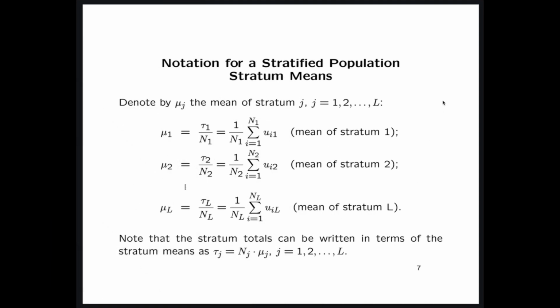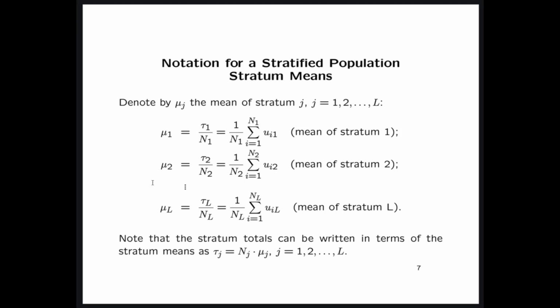Now we will denote the stratum means, and so denote by mu sub j the mean of stratum j, again j going from 1 up to capital L. So mu sub 1 is the mean of stratum 1, and this can be calculated in a couple ways. It can be calculated as the total of stratum 1 divided by the size of stratum 1. So it can be expressed in terms of tau sub 1 and capital N sub 1, or we could represent it this way, 1 over capital N sub 1 times the sum, i going from 1 to capital N sub 1, of u sub i1.